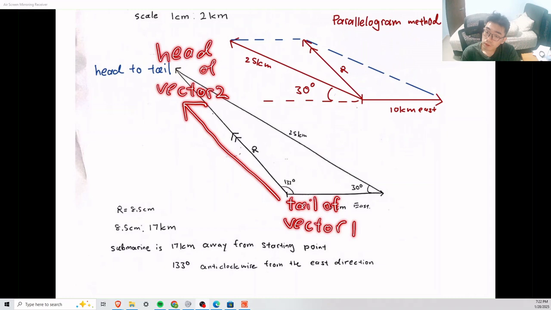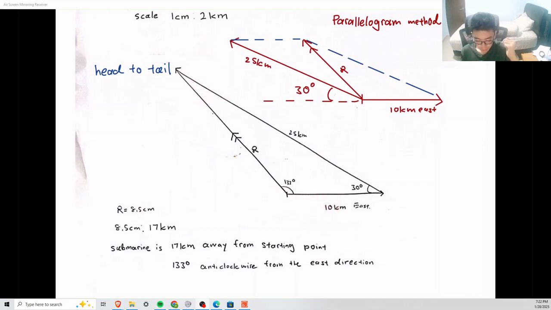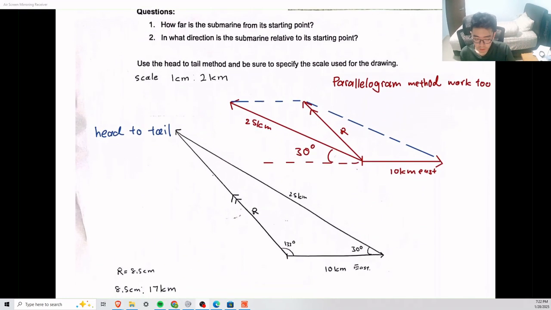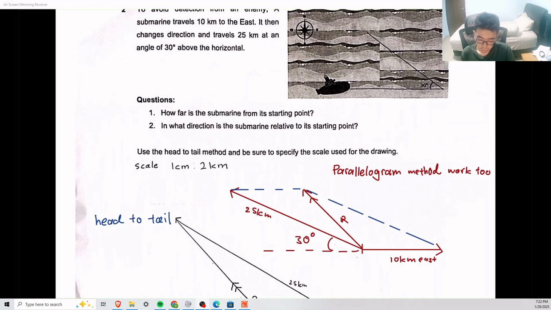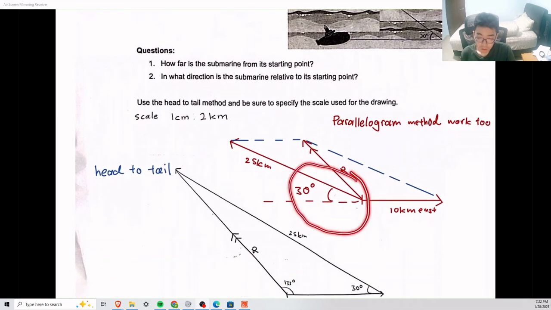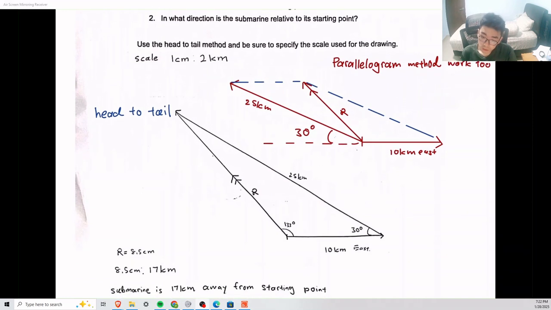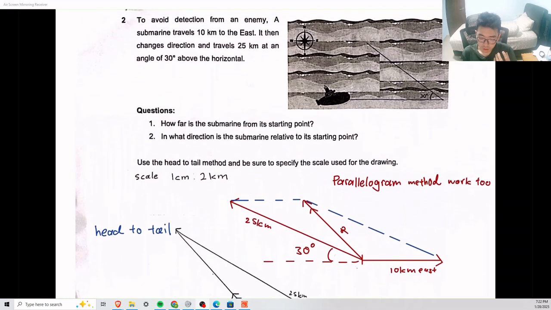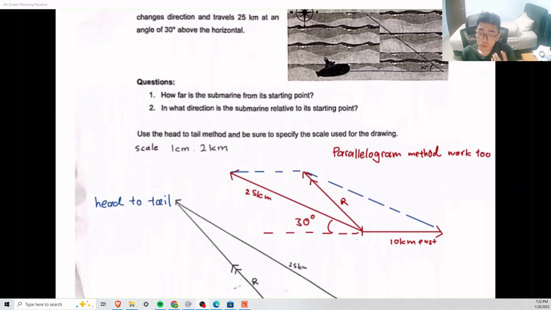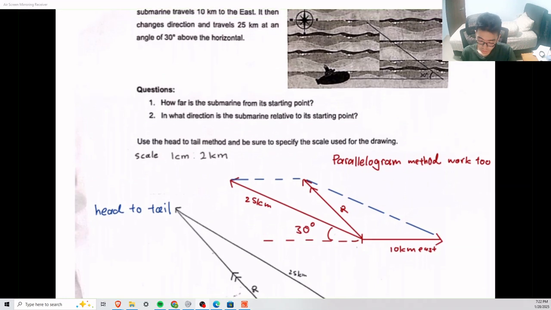Now some of you will ask, can I use the parallelogram method? Yes, you can. The parallelogram method works as well. The thing to take note of will be the angle. It has to be the same, comparatively, to the original position. So you look at the 30 degrees here.